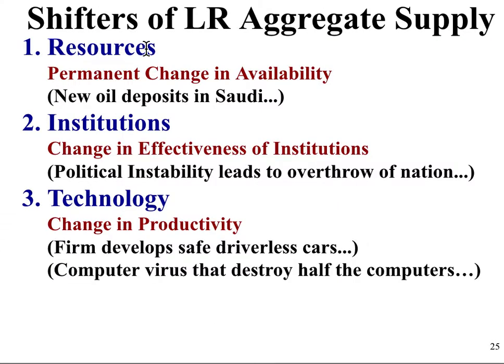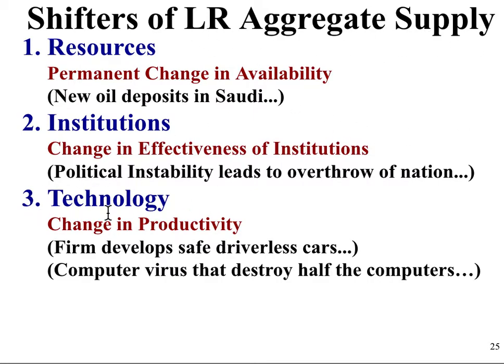So how would we see that? If there are new resources available, like new oil deposits in Saudi, then there'd be a permanent change in availability. We're going to see a shift to the right of long-run aggregate supply. If there's a change in institutions, like the effectiveness of an institution, so if there's political instability, like let's say Venezuela right now, where some people are recognized as a leader but some aren't, that's possibly leading to the overthrow of a nation, and so that nation is not able to produce the same kind or amount of products, then there would be a shift to the left of long-run aggregate supply.